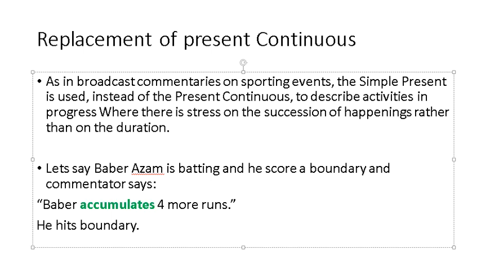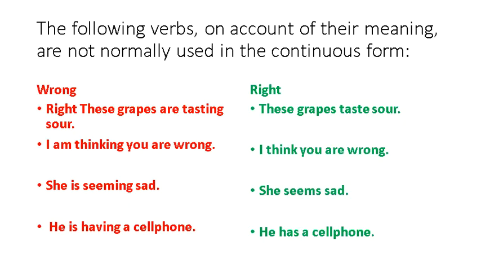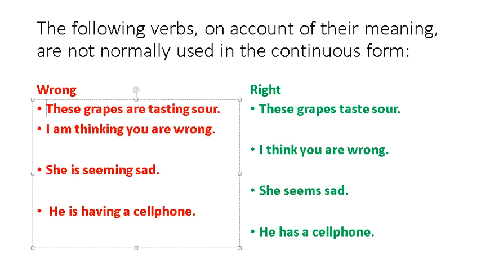Then let's move back to the last one. There are a few verbs that will be grammatically wrong if we use them in continuous tense, so in that style we also use present indefinite tense. For example, we are talking about taste. "These grapes are tasting sour" would not be the right one. We can say "these grapes taste sour" when you are eating. Even though the action is continuous, you can't say "these grapes are tasting sour." You will say "these grapes taste sour."